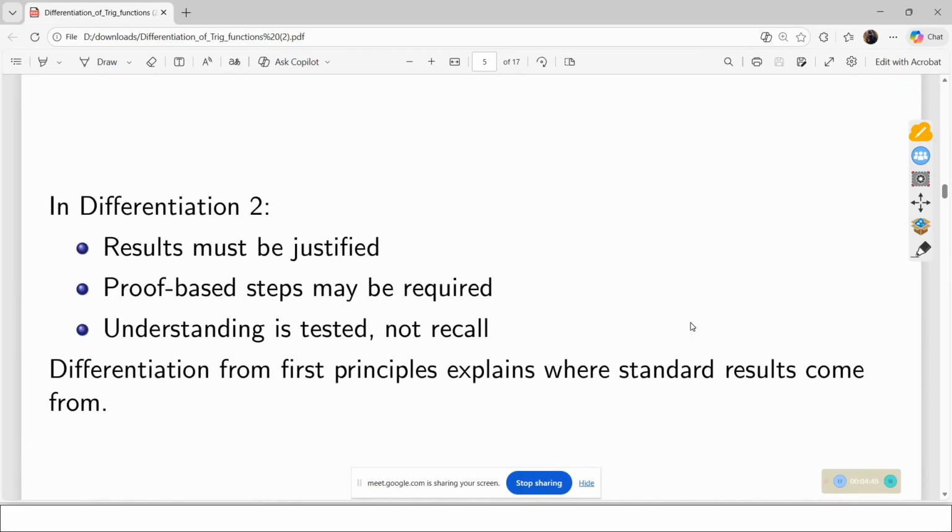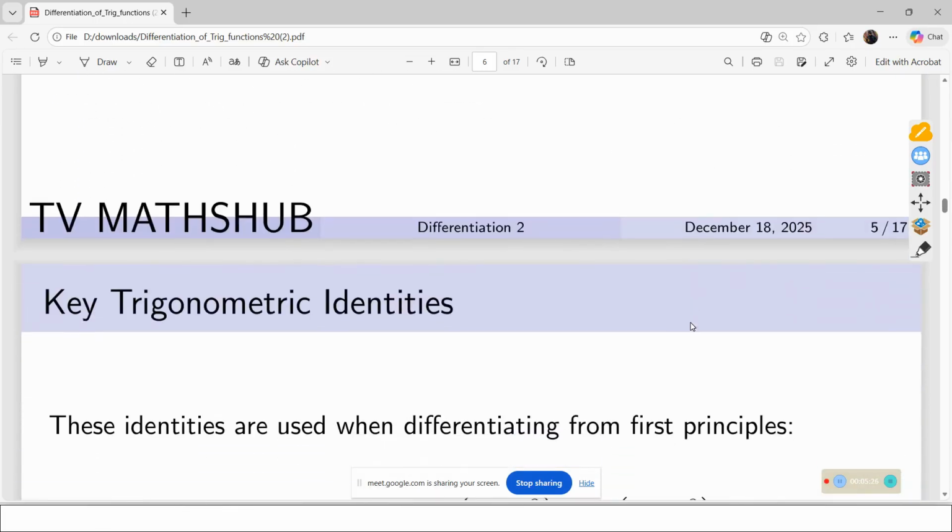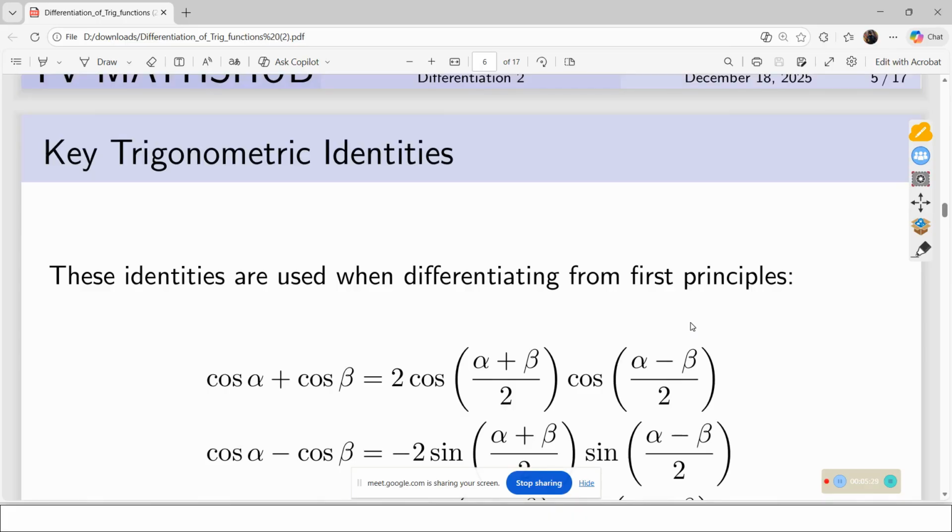In differentiation 2, results must be justified. You need to be able to provide sufficient proofs based on the steps that are required, not just jump from anywhere and put a proof there and say it is as required. You need to understand how the concepts are related, such that you don't just cram. Differentiation from first principles majorly explains where the results come from that we looked at and that we shall be looking at.